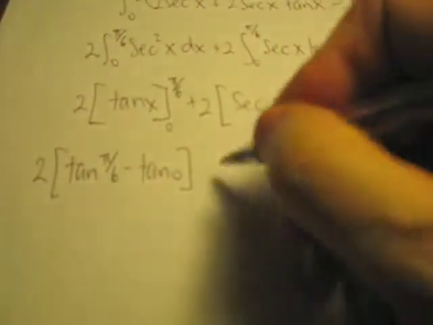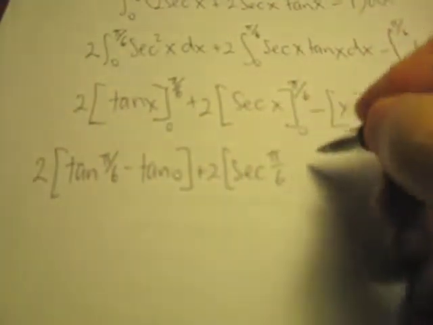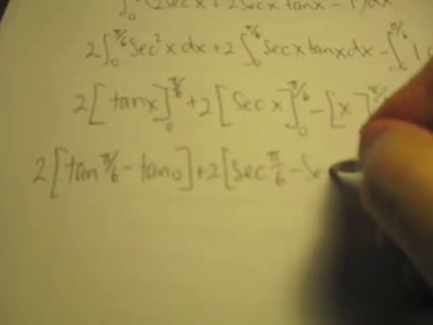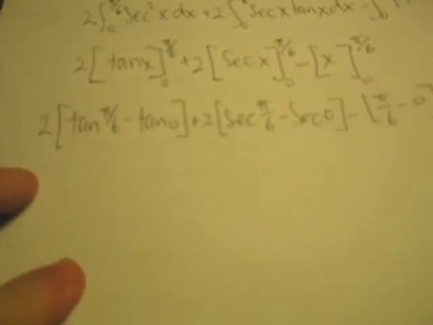Now it's left to us to evaluate these. So we're going to have 2 by the tan of pi on 6 minus the tan of 0, plus 2 by the secant of pi on 6, subtract secant of 0, and minus now pi on 6 subtract 0. This is the fundamental theorem of calculus. So there's our integrals done, and we're looking to evaluate these.